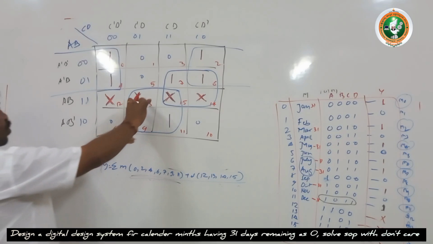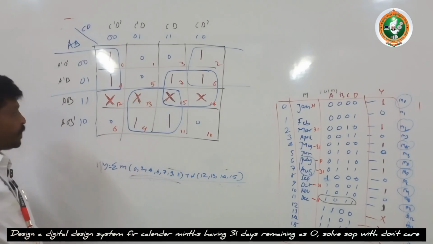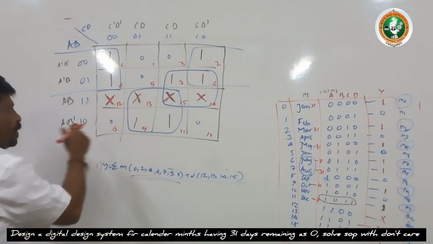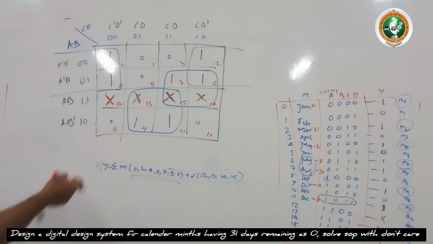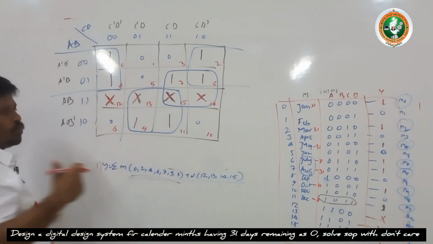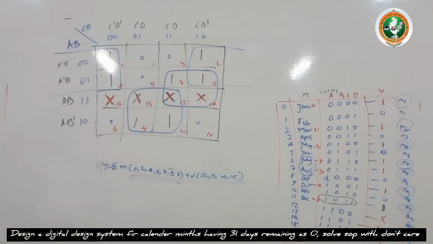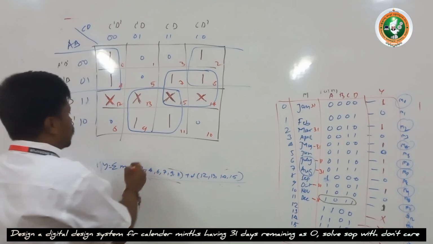Don't cares can act as 0 or 1. If it's taken into the group, it will act as 1. If it is not considered in the grouping, it acts as 0. It means the don't cares act like a joker, or a wild card, adjusted wherever you insert it.